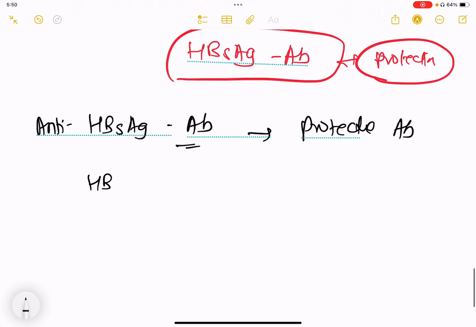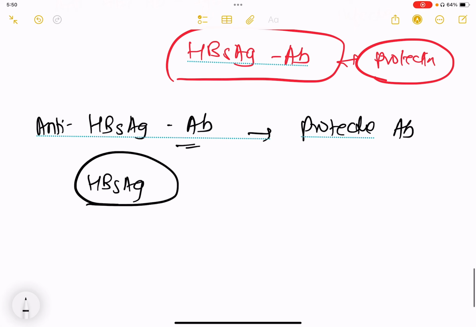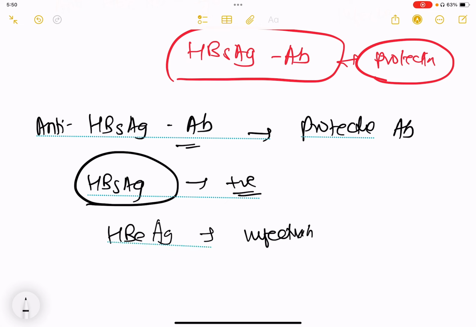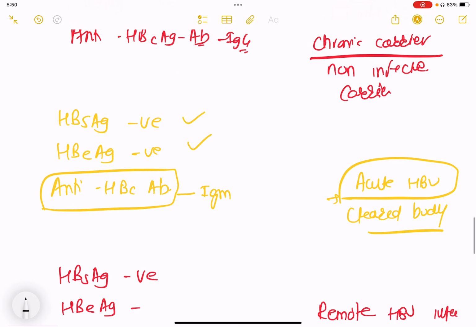Most of the time, the easiest, the commonest marker, the screening marker which is used is hepatitis B surface antigen, which is usually the first marker to appear in the blood, and hepatitis B E antigen suggests the infectivity. Positive is the antigen, high is the infectivity; negative is the antigen, and lesser or nil is the infectivity.